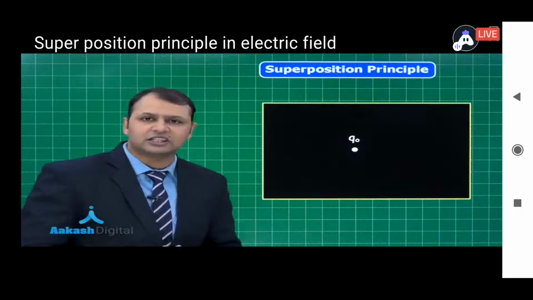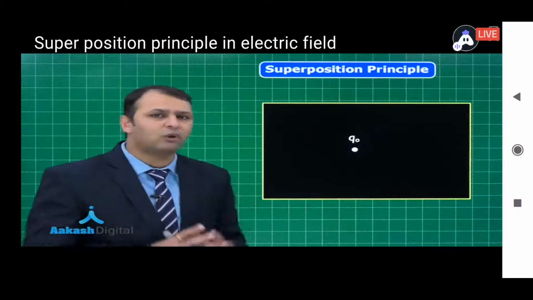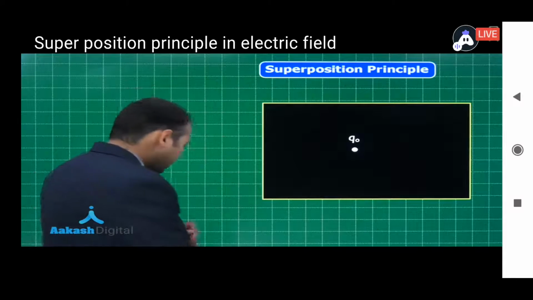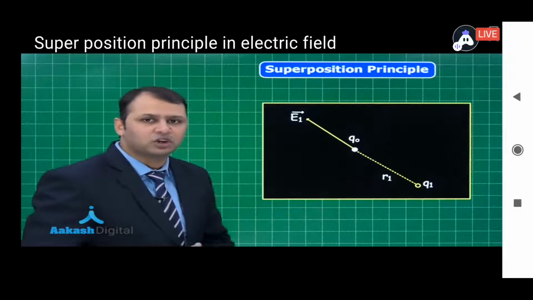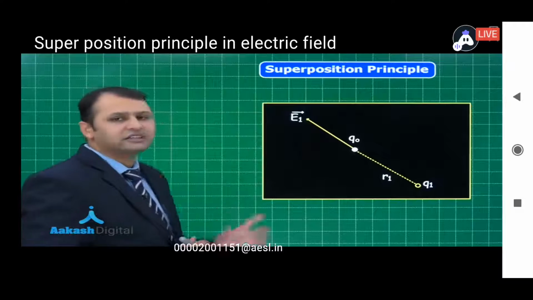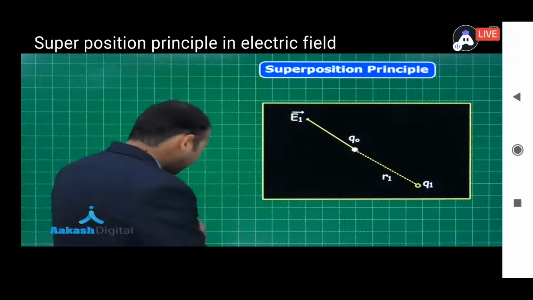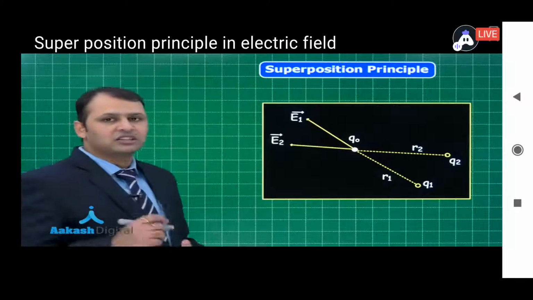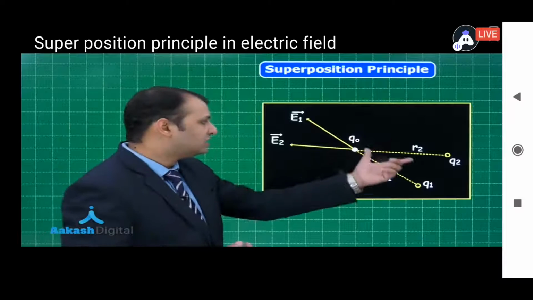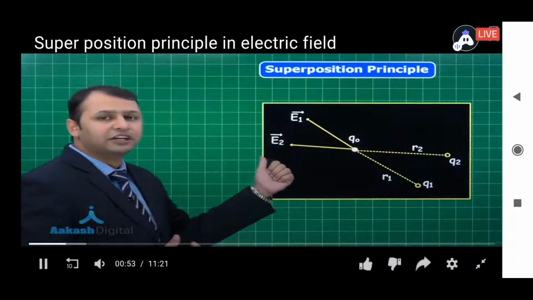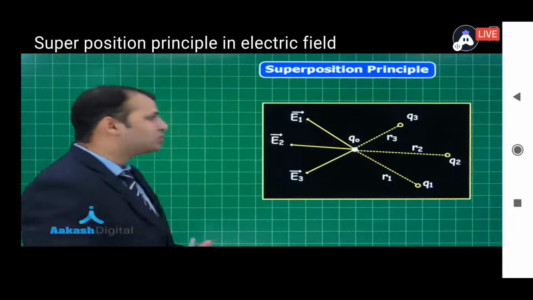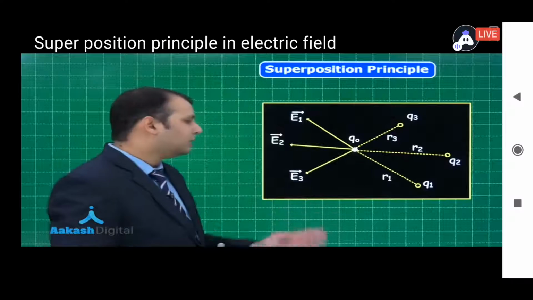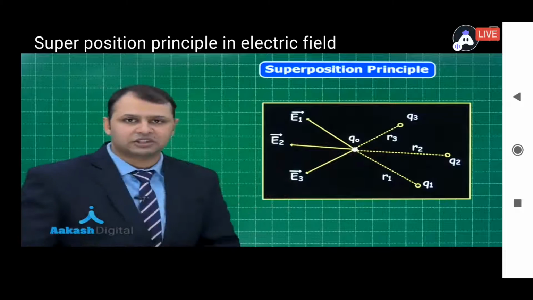This is a test charge in front of you, which is Q0, a very small charge, right? And we have a charge Q1, which is placed at a distance R1 from the Q0 charge, and it is applying electric field in this direction. Similarly, we have another charge Q2, another source charge at a distance R2, which is applying electric field E2. And let's make the situation more complex, where we add one more charge Q3 at a distance R3, and it is applying electric field in this direction.